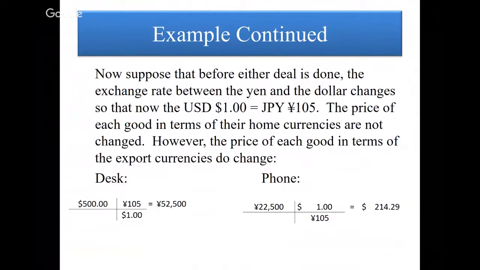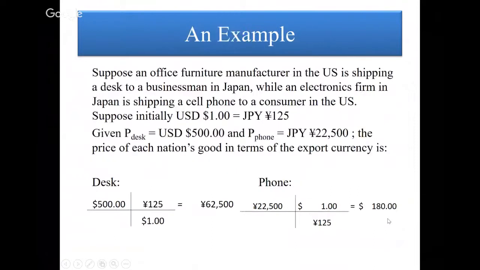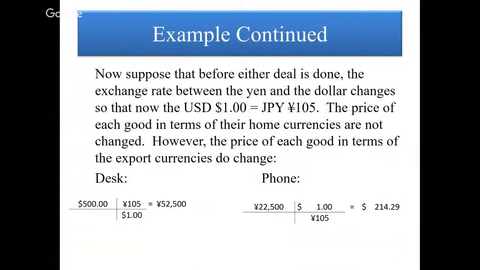The law of demand also states if there's something you normally buy and the price becomes more expensive, you buy less of it. Based upon the change of these prices, since now Japanese products are more expensive in terms of US dollars, Americans will buy fewer Japanese products, which means Japan will export less product to the United States.